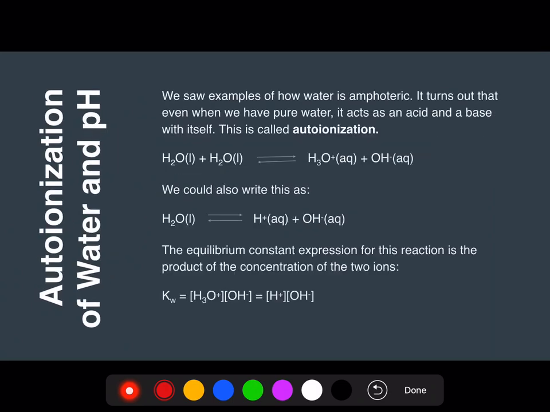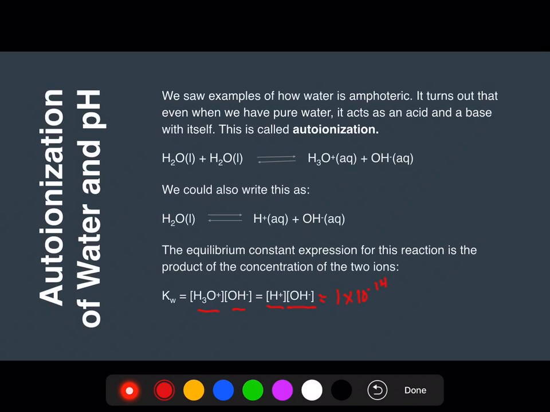So if you're looking at this equation over here, if Kw is equal to 1 times 10 to the negative 14th, in a neutral solution, these will be equal to one another. And if they're equal to one another, that just means it's the square root of 1 times 10 to the negative 14th. So that would be 1 times 10 to the negative 7th is the concentration of each of those in a neutral solution.